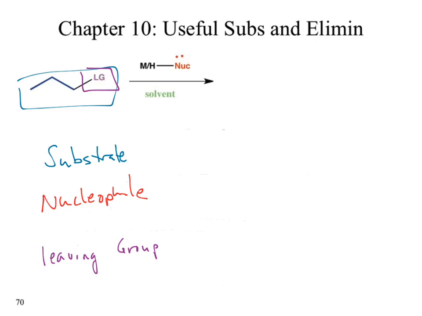But I said substitution and elimination. Do I want a nucleophile for an elimination? Or base. I want a base. Okay. Why are those both drawn in red? Are they the same? What is the definition of a nucleophile?